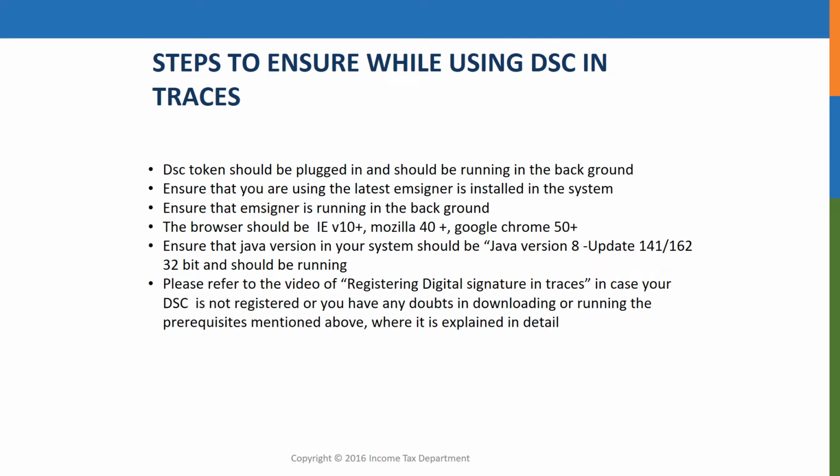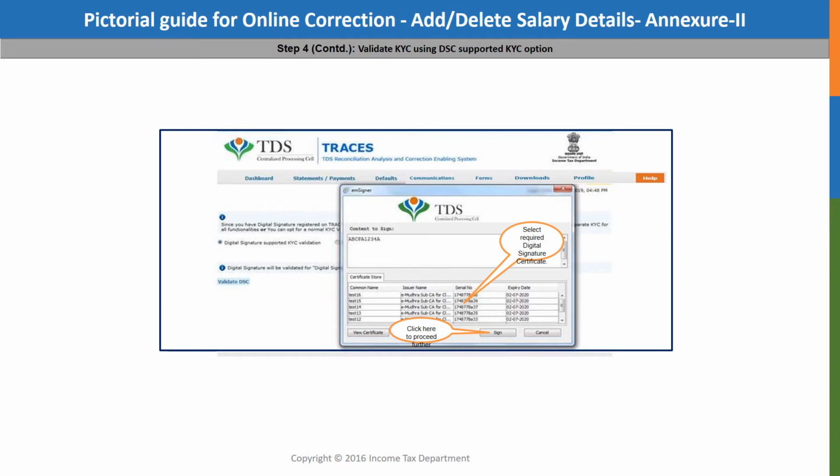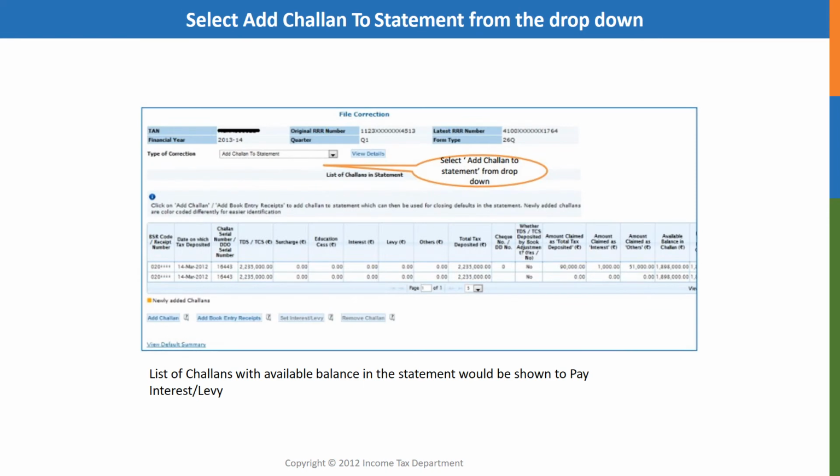Please refer to the video of registering digital signature in Traces in case your digital signature certificate is not registered or you have any doubts in downloading or running the prerequisites mentioned above where it is explained in detail. Link for the video is given in the description box. Once you click on the Validate DSC button, the digital signature pop-up will be displayed. You may select your digital signature certificate and click on the button Sign. On successful validation, the file correction page will be displayed.